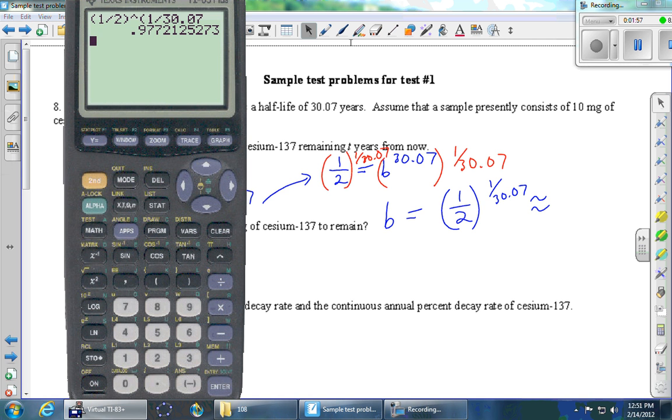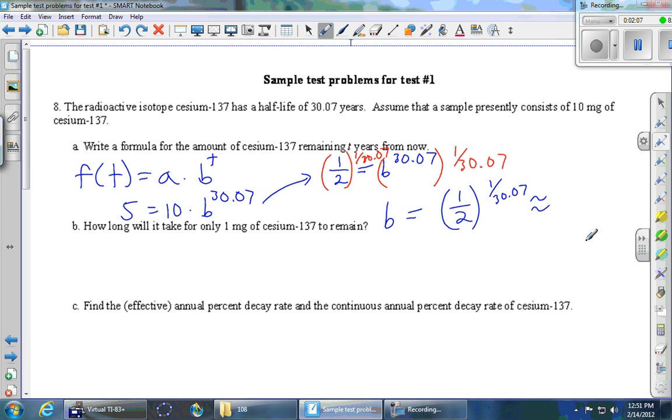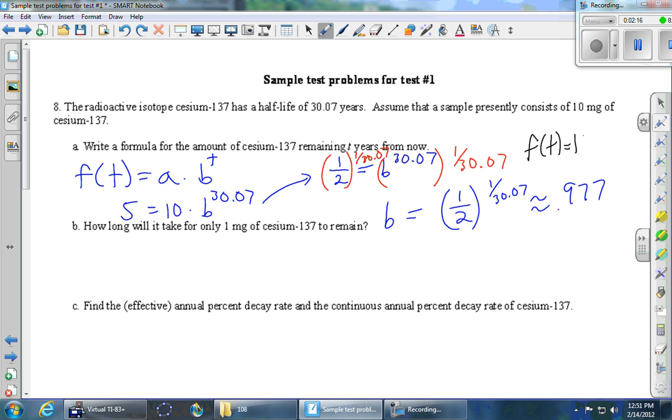I'm going to store this as B, so we hit the store button, and then the alpha button, and then the B is right there, so that I can get the most accurate answer possible, but we'll just call it 0.977. So then our formula is, from the beginning, f of t equals, A is still 10, B we've just found is 0.977, and that's raised to the t.